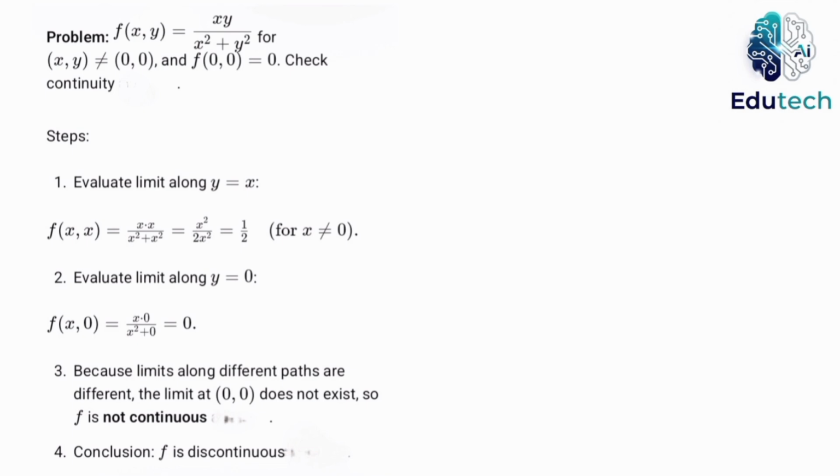Evaluate limit along y is equal to 0. f(x,0) is equal to x into 0 divided by x² plus 0, which is equal to 0. Because limits along different paths are different, the limit at (0,0) does not exist. So f is not continuous. So it is discontinuous. So we can move on to the next question.